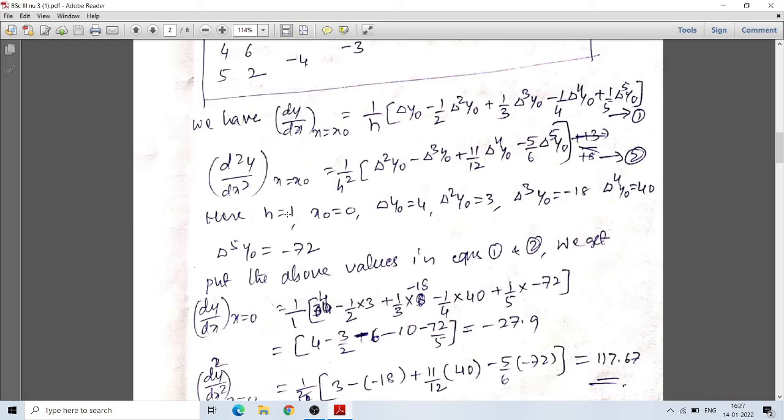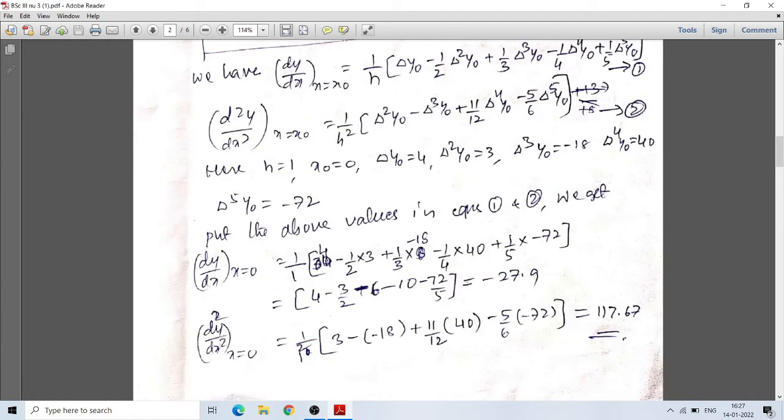These are all the values: h value, x naught, and all the differences values. Substitute in equation 2, we will get d square y by dx square at x equal to 0, 1 by h square, here h is 1, so 1 square, 3.